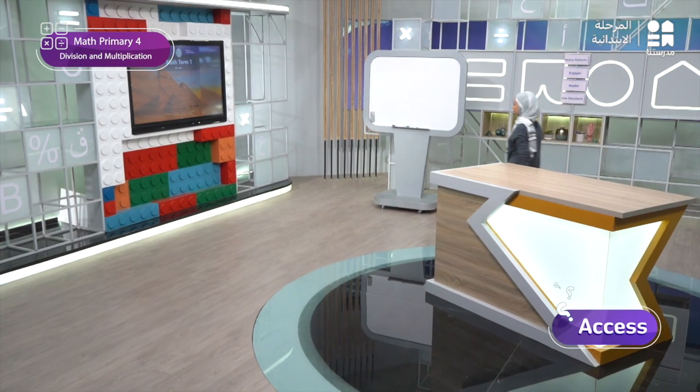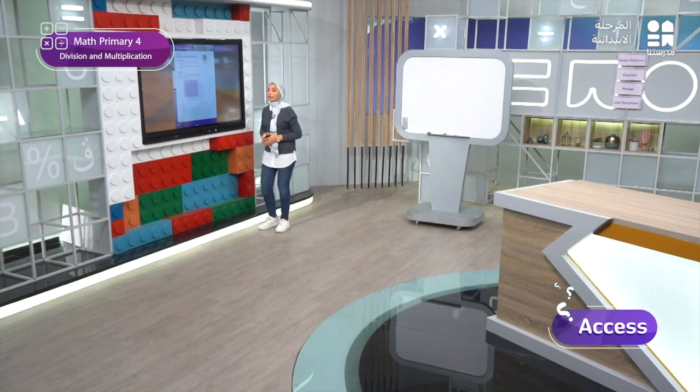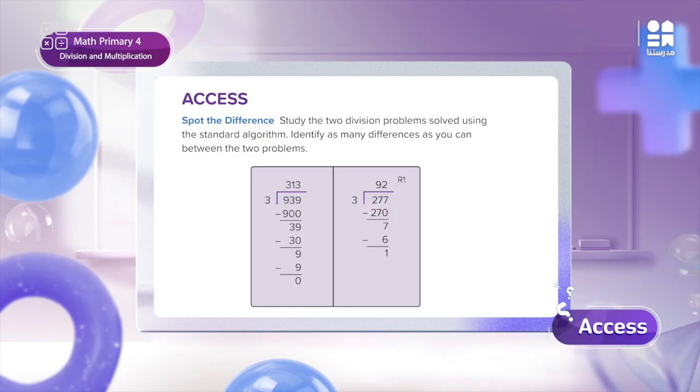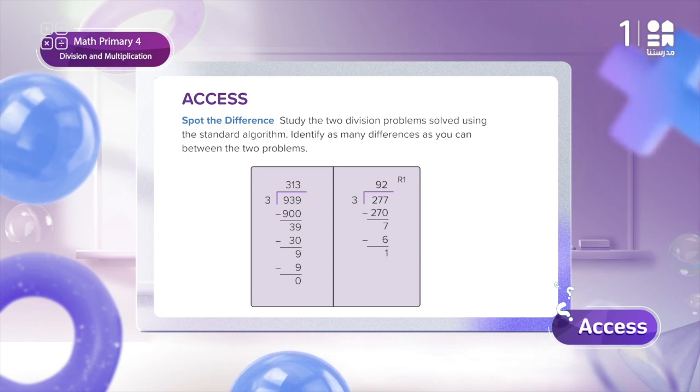Let's first review what we have learned in the previous lesson, and we will do that through Access part on page 318 in your school book. In the activity, spot the difference. Let's see it all together. Here in Access part, as you see here, we have two problems solved using the standard algorithm. We are asked to identify the differences between these two problems. Now I'll give you some time to identify as many differences as you can.